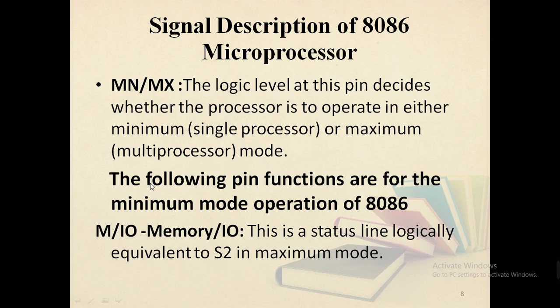And next, coming to the minimum mode pins. The first pin is M by IO bar. This is a status line logically equivalent to S2 bar in the maximum mode. When it is low, it indicates the CPU is having an IO operation. When it is high, it indicates that the CPU is having a memory operation.